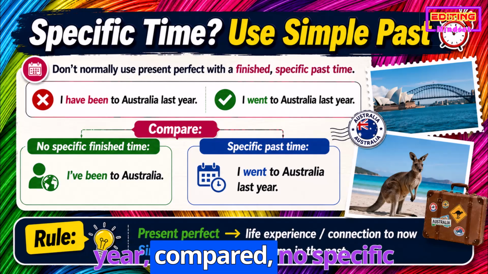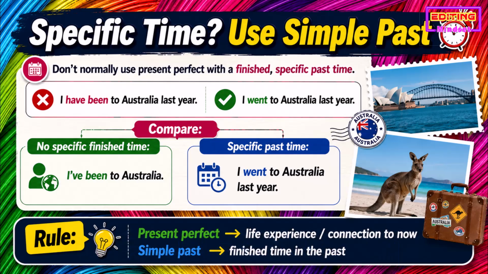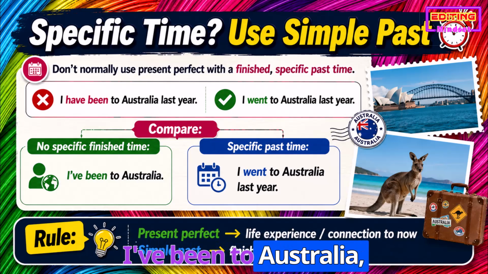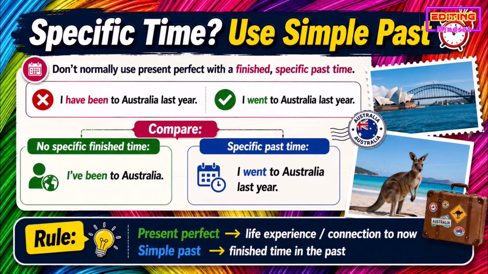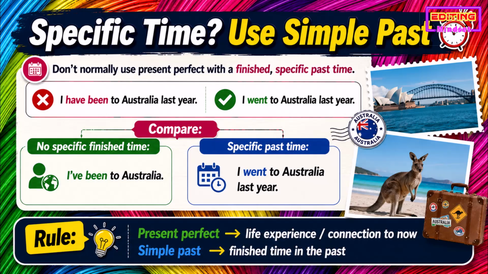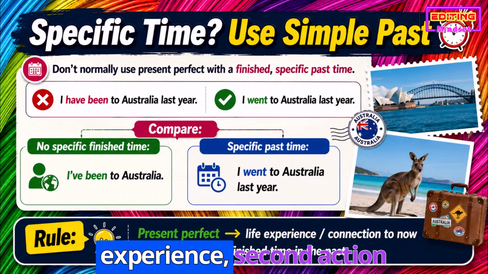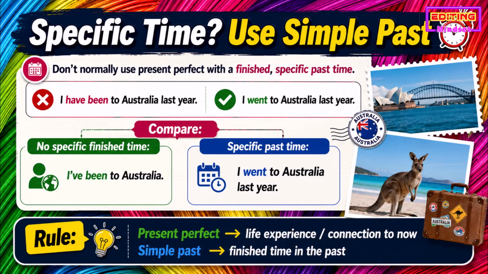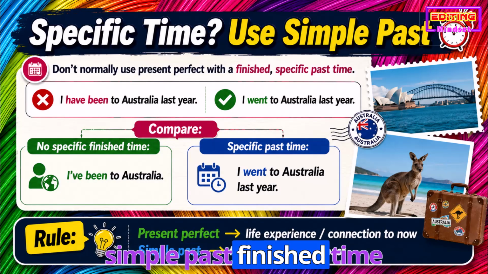Compare. No specific finished time: I've been to Australia. Specific past time: I went to Australia last year. Rule: present perfect is life experience with a connection to now. Simple past is a finished time in the past.